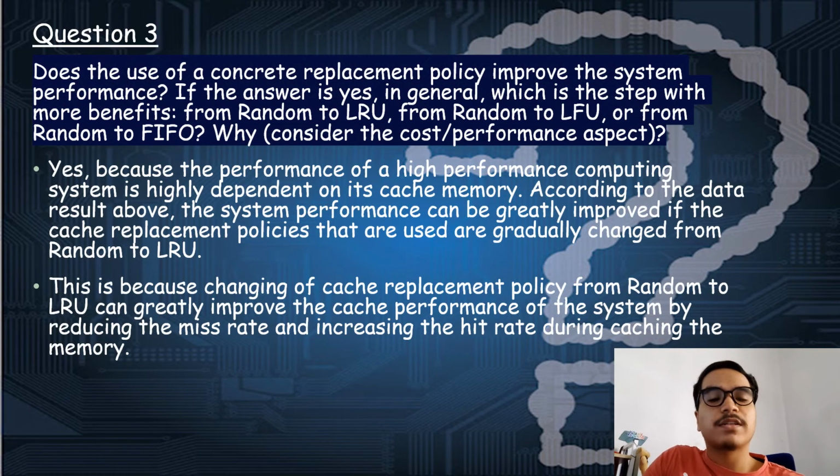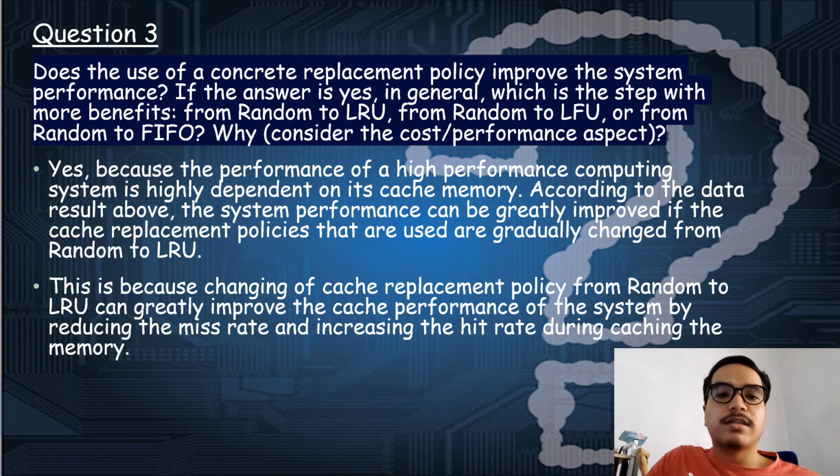Okay, for the next question: does the use of a concrete replacement policy improve the system performance? If the answer is yes, in general, which is the step with more benefits? From random to LRU, from random to LFU, or from random to FIFO? Why? Consider the cost or performance aspect.